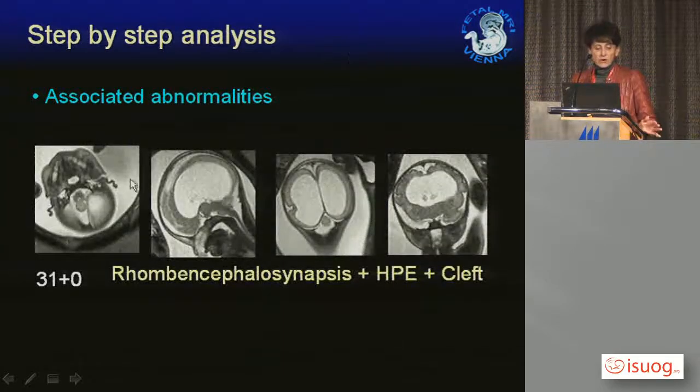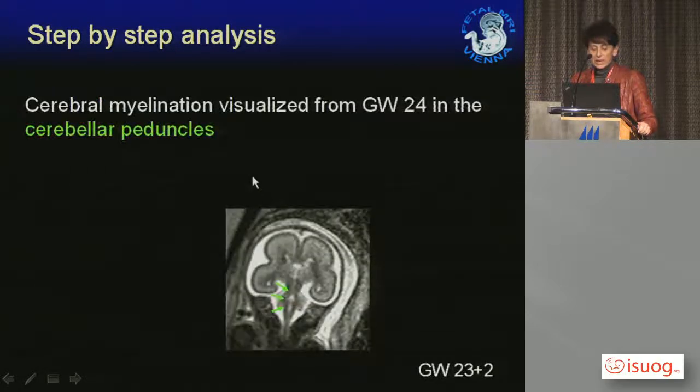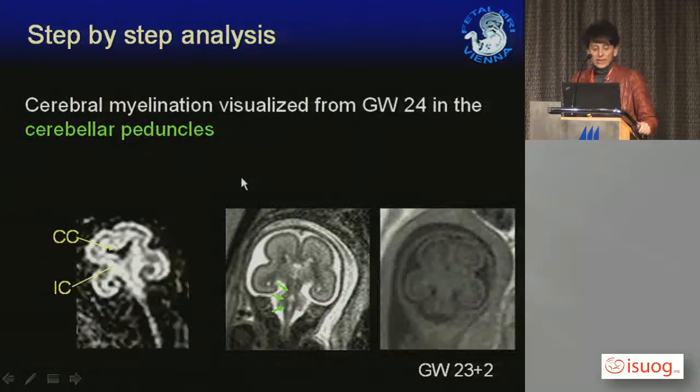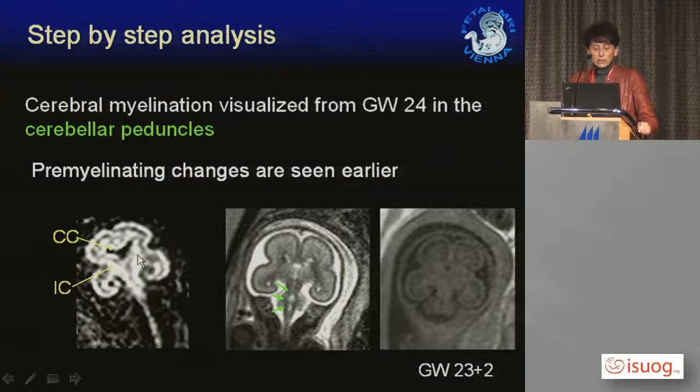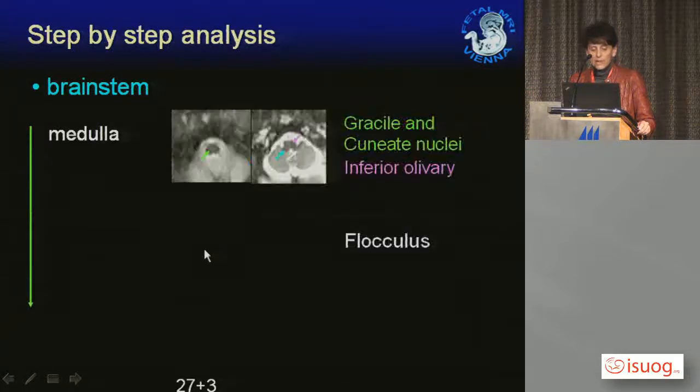Associated anomalies, of course, here we have rhombencephalosynapsis with lissencephaly, and you can have any abnormalities you choose. And what about myelination? The cerebellar peduncles are among the earliest structures to myelinate. And we even see pre-myelinating changes on our diffusion-weighted images. We can try to do tractography. It's very difficult in infratentorial structures because they are so small.